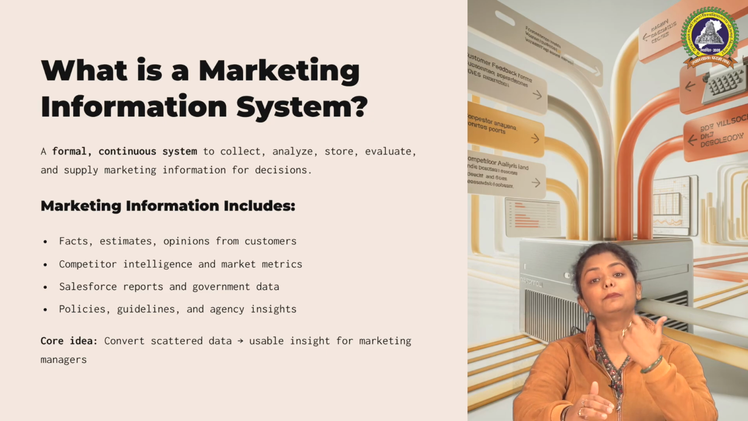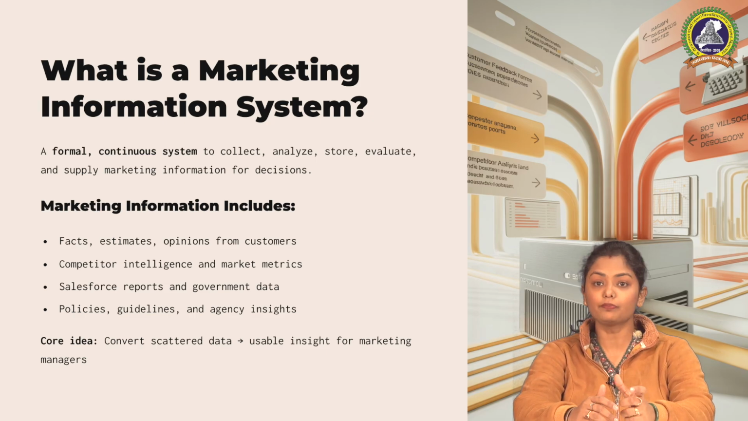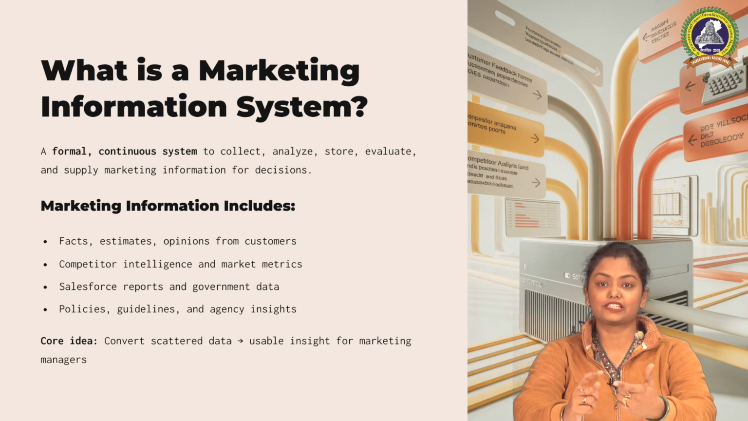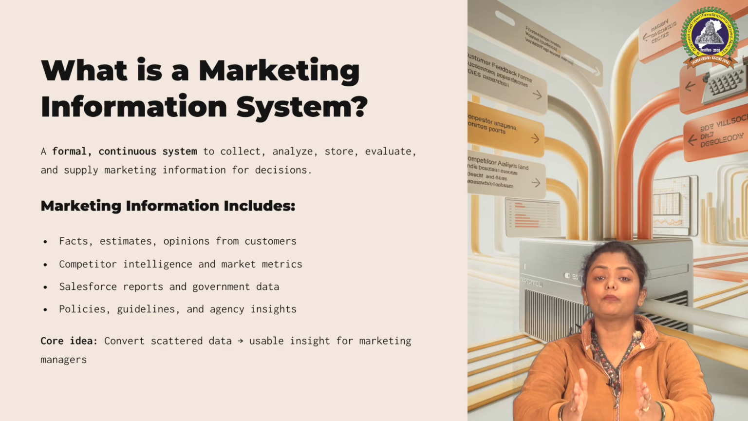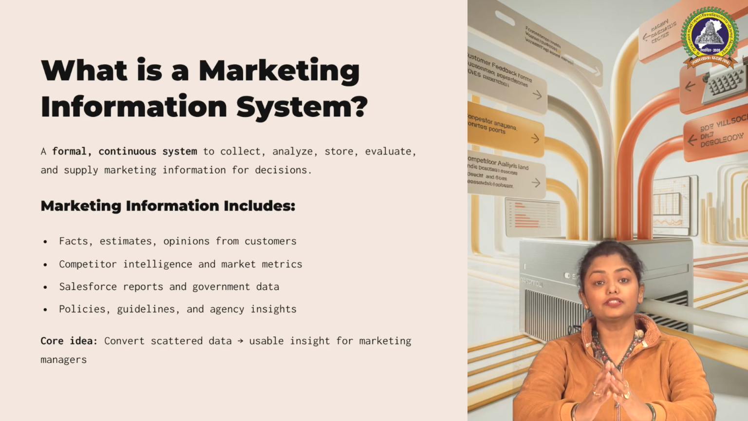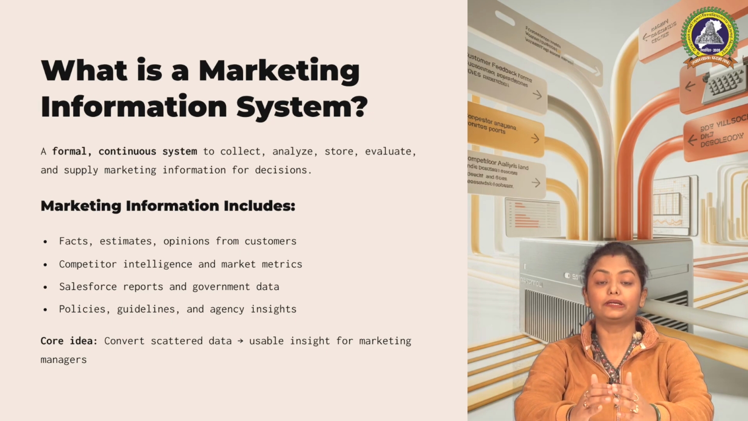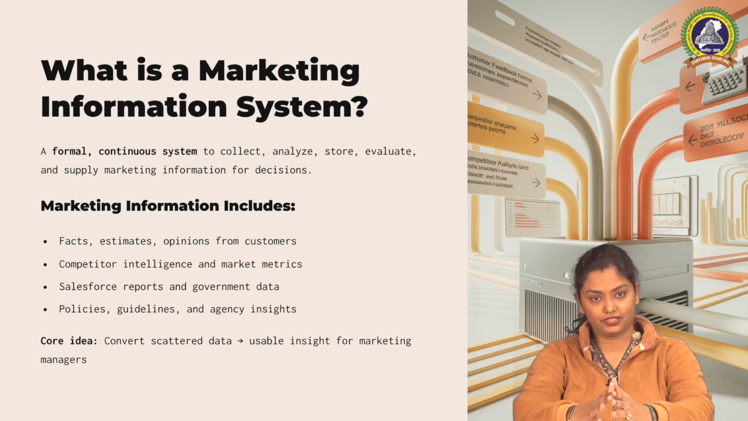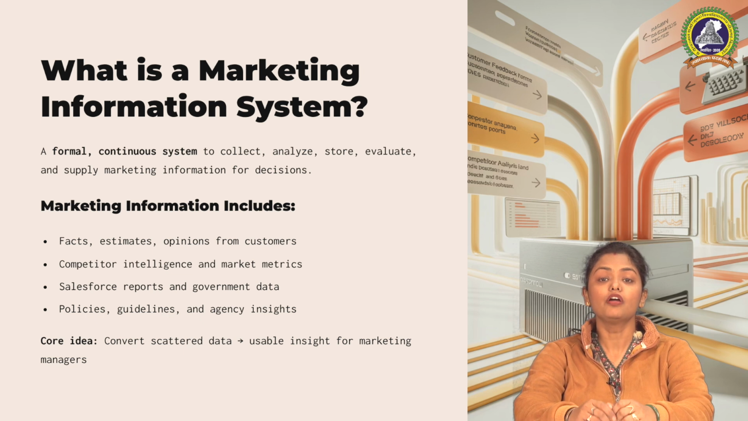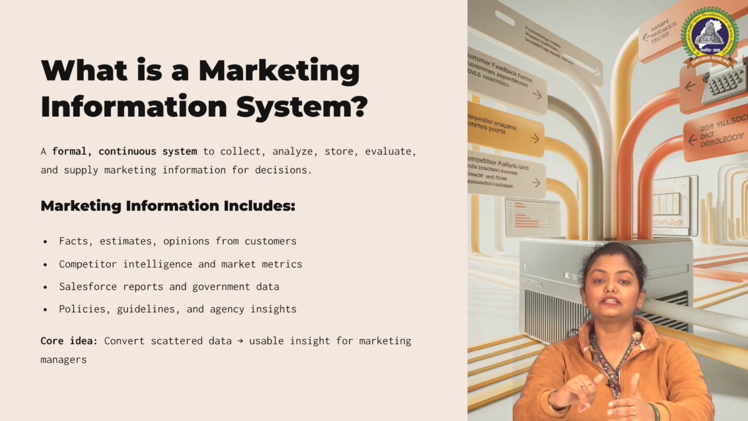Now, what do we mean by marketing information? This is a very broad term. It includes all facts, estimates, opinions, guidelines, policies and other data that are necessary for making marketing decisions. This information is drawn from a wide array of internal and external sources. For example, data is collected from customers, competitors, the company's own salesmen, government reports, and specialized agencies. The MIS, therefore, is the formal structure that collects all these data, analyzes it to make it meaningful, and then supplies it to the right manager.